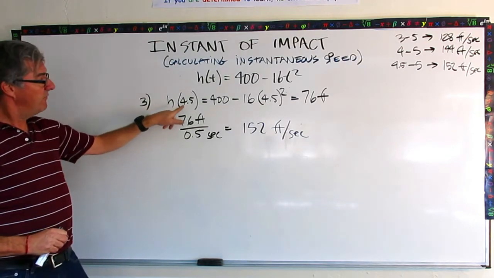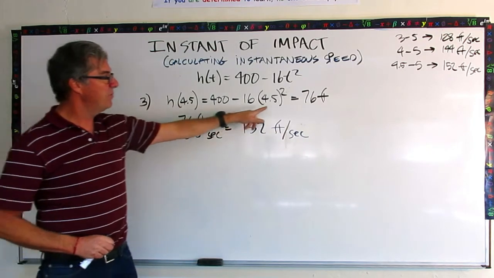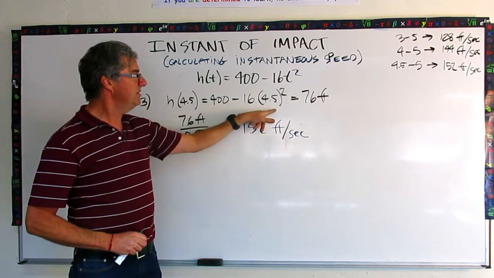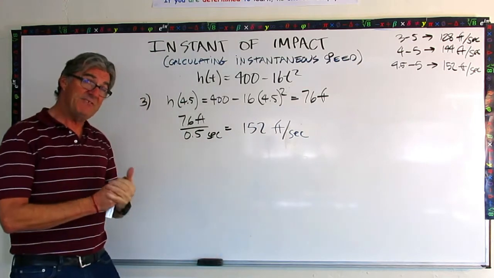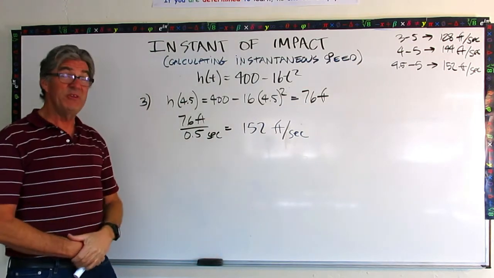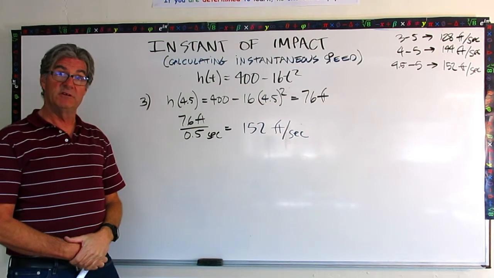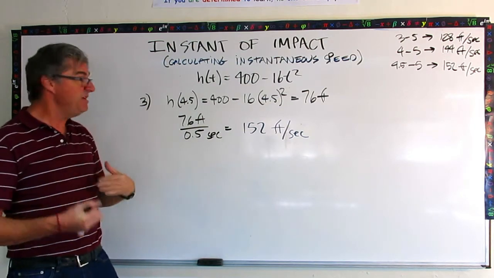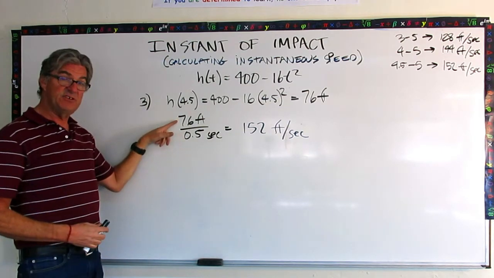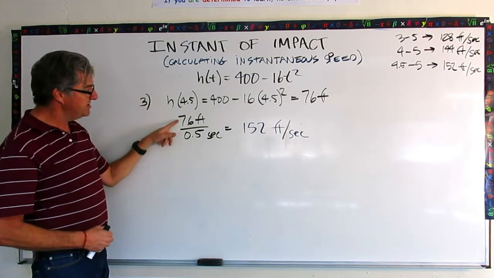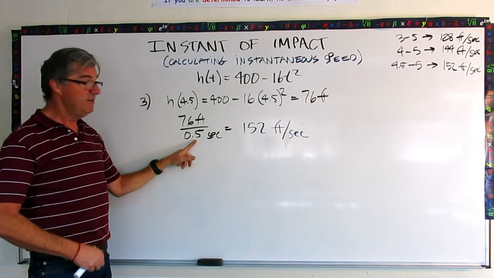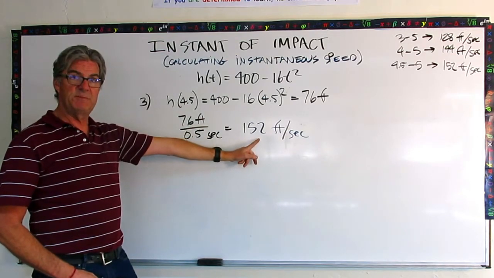At a time of 4.5 seconds, we plug 4.5 in for t in our function, and if you do this math, you're going to get 76 feet. So after 4.5 seconds of falling, it's now only 76 feet above the ground. So now to find the average speed, we divide the distance it has to travel by the amount of time it travels that distance. So 76 divided by 0.5 ends up being 152 feet per second.